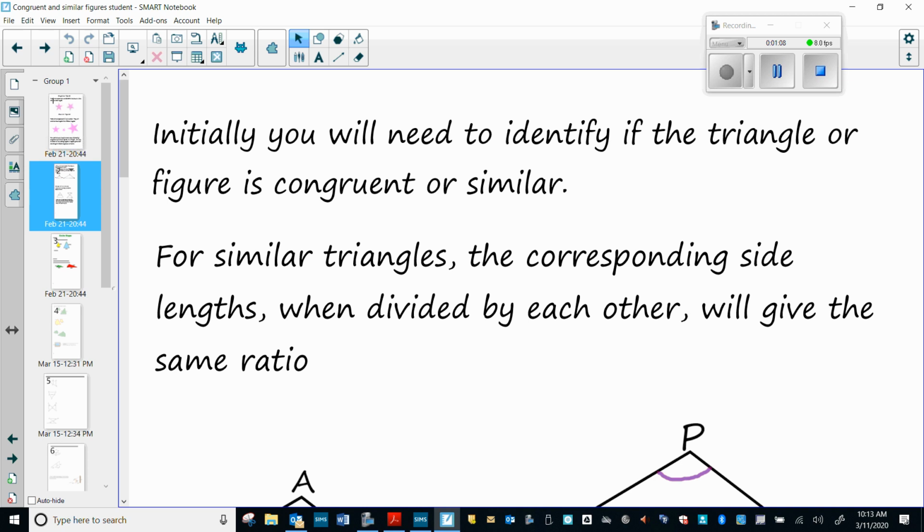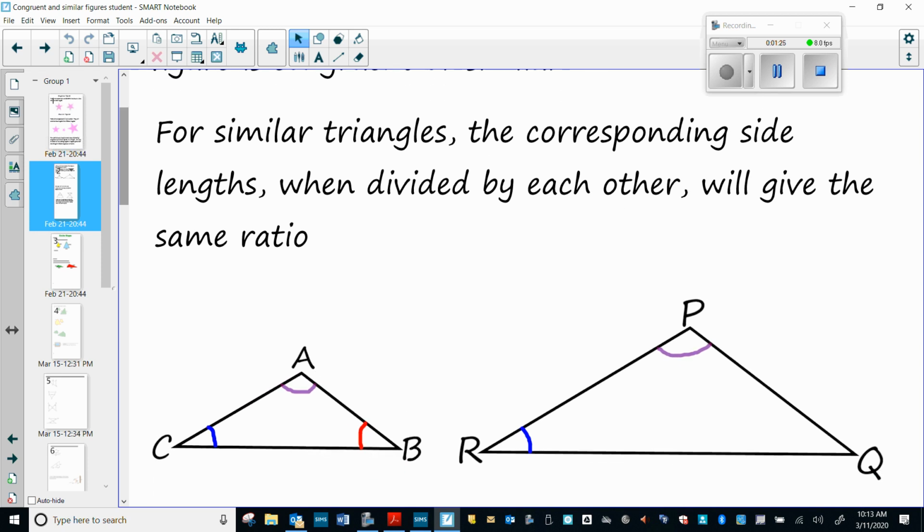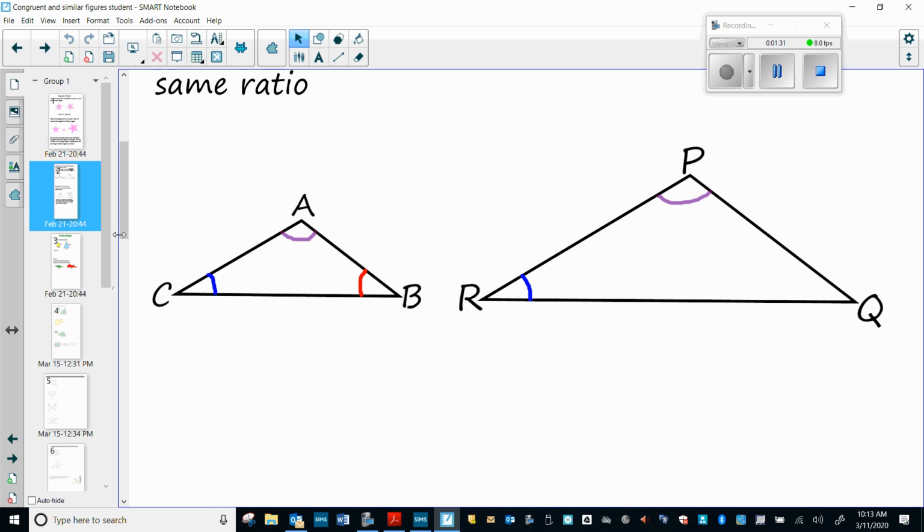Generally we look at triangles when we're looking at similar shapes. So you may need to decide if something is similar or congruent. And we've got this page again. So for similar triangles, corresponding side lengths when divided by each other will give the same ratio. So if we've got these two triangles here, this shows me that these two angles are the same because they're both blue. This shows me that these are both the same because they're both purple. And these are both red. Okay, so that means that those angles are equal. So if they have three equal angles, they must be similar triangles.